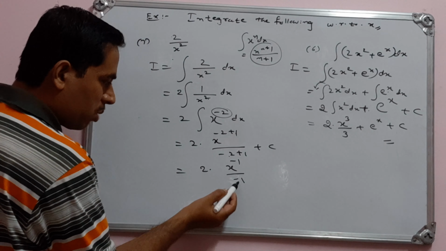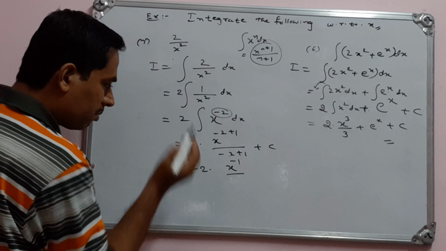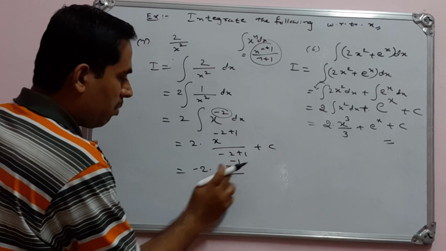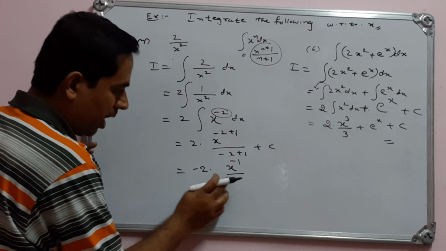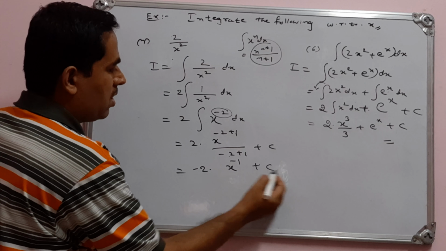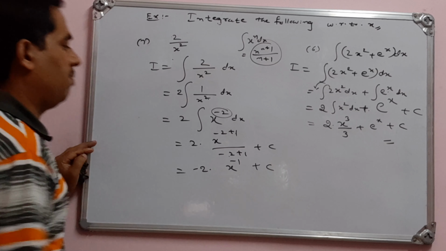So we can write minus 1 here or here. I will write minus 1 here. Both are the same. x to the power of minus 1, and I have written this minus here, plus c. This is your final answer, or you can write x to the power of minus 1 as 1 by x, otherwise you can leave this as it is.